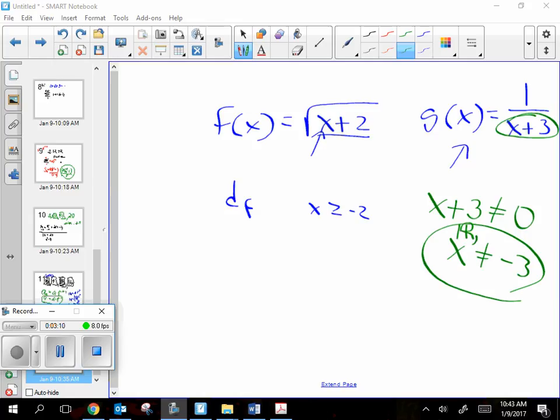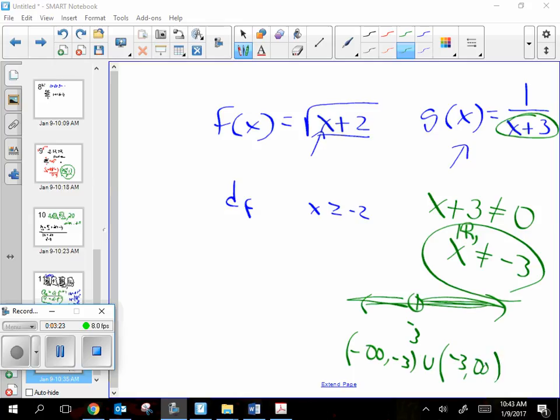Is there another way to write that? Yeah, you can put a number line. Remember, this is the number line way of writing it. And last but not least, negative infinity to negative 3 union negative 3 to infinity. Remember what that's called? Something with an I. Interval notation. Good. Okay. So there's some stuff on domains.